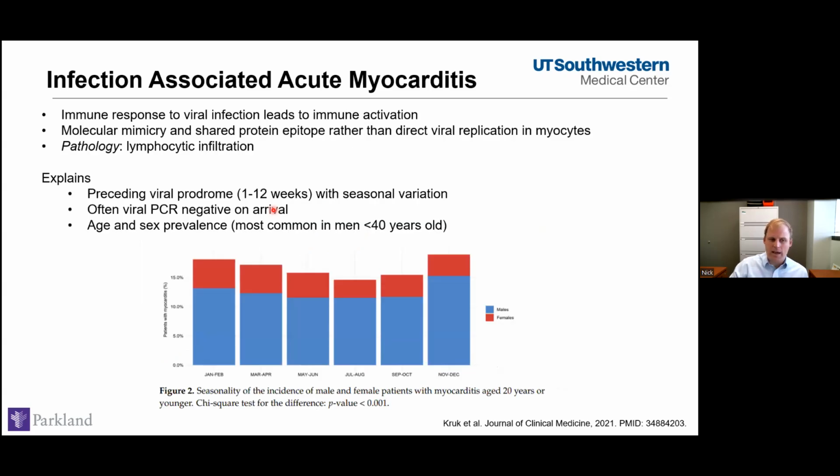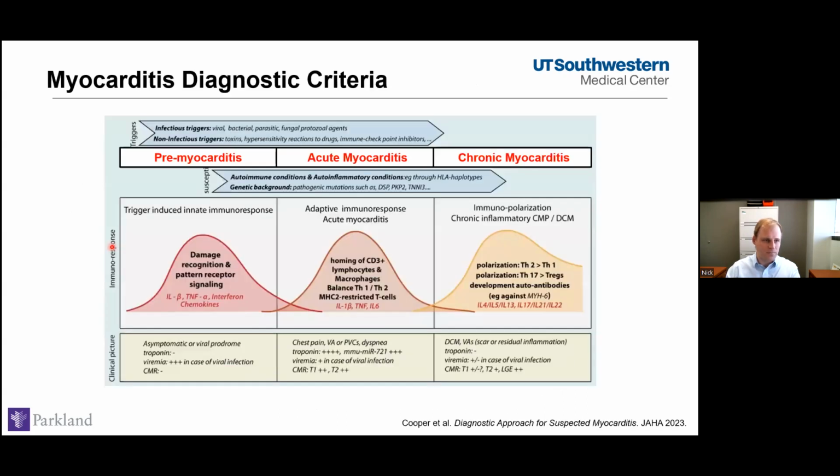But nonetheless, this viral associated phenomenon does explain why patients oftentimes have a preceding viral prodrome anywhere from 1 to 12 weeks in advance. They're typically viral negative for PCRs. And so it really, again, is that immune mediated response rather than the virus itself. And so again, looking for specific PCRs may not be the most helpful for those patients.